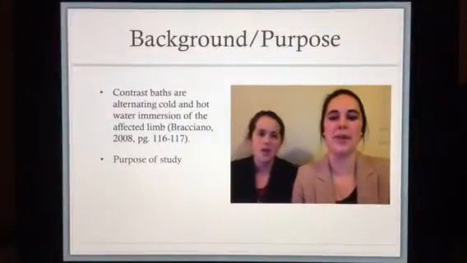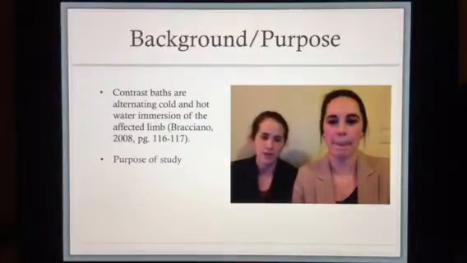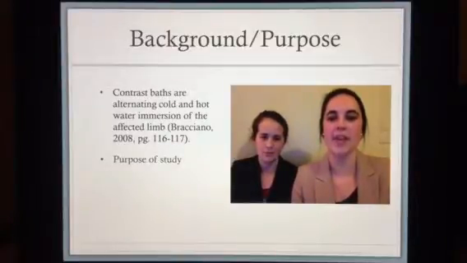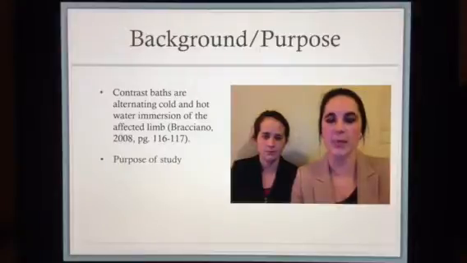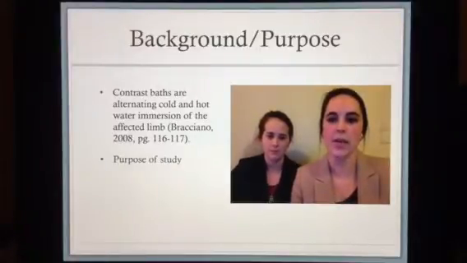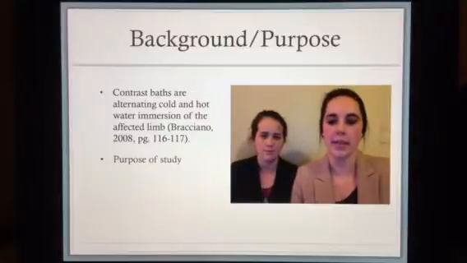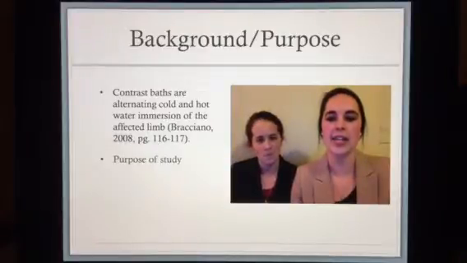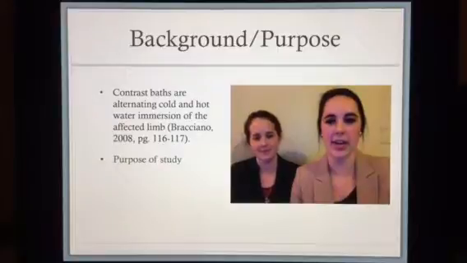And I'm Miller Killgore. We did our evidence-based practice project on contrast baths used as a modality to treat carpal tunnel syndrome. In the Physical Agent Modalities: Theory and Application for the Occupational Therapist textbook, contrast baths are defined as alternating cold and hot water immersion of the affected limb. Contrast baths are commonly used in the clinical setting to facilitate the decrease in edema, pain, and joint stiffness, as well as to increase blood flow.